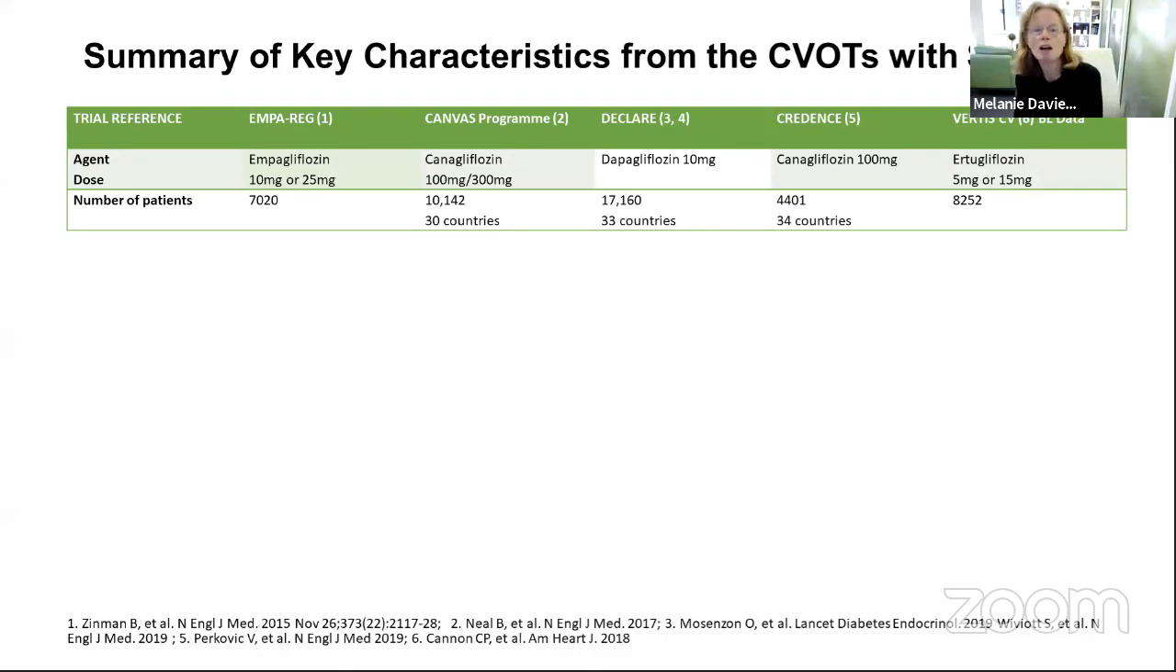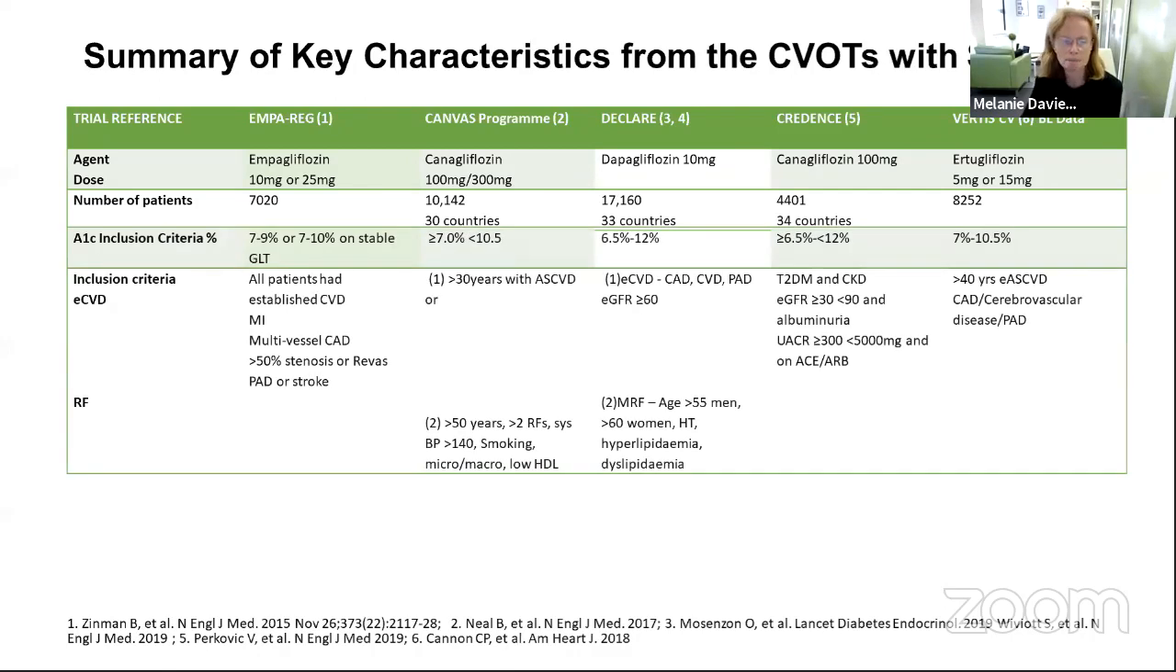And there are now 6 studies, because remember, Canvas was 2 trials. There's EMPA-REG, DECLARE, CREDENCE, and also pretty hot off the press, the VERTIS cardiovascular outcome study. So with EMPA, we've got EMPA-REG, canagliflozin with Canvas, dapagliflozin with DECLARE, and also canagliflozin with CREDENCE and ertagliflozin.